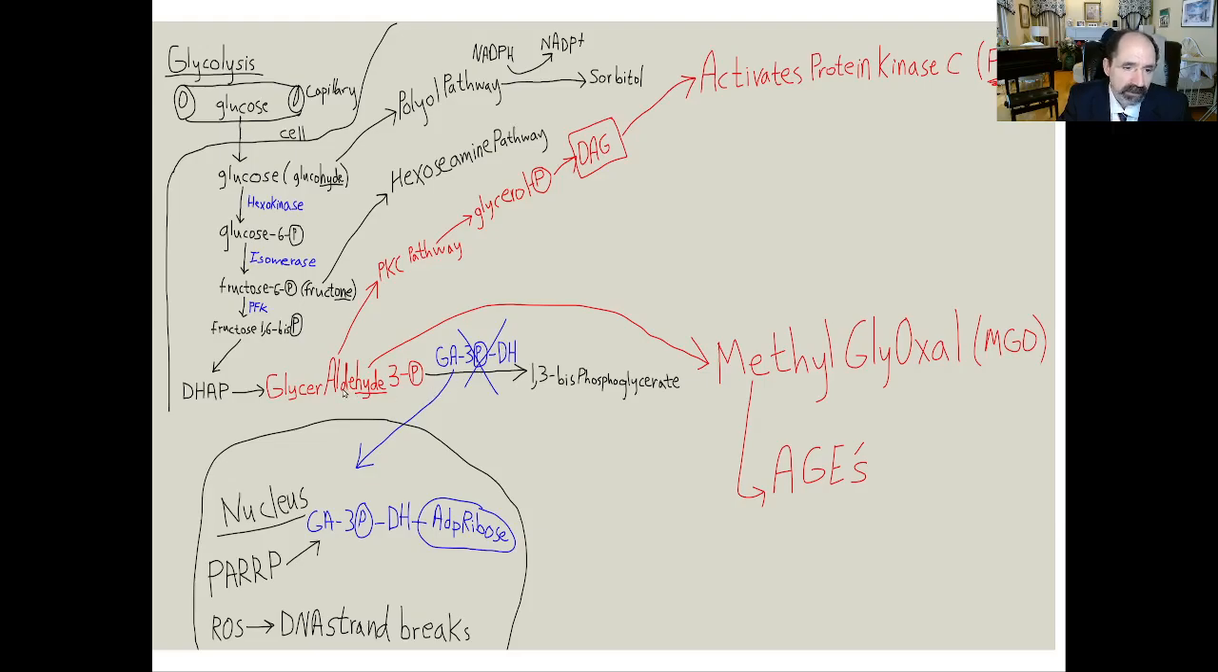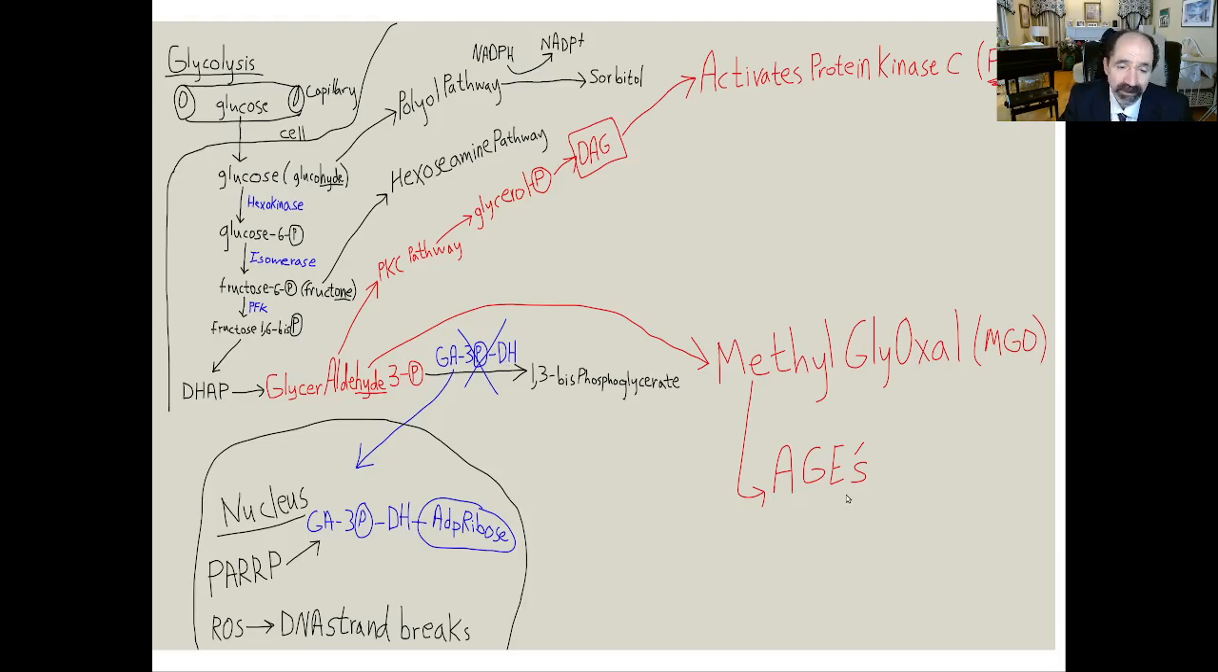So the substrate located immediately before that enzyme is glyceraldehyde 3-phosphate. And that then is diverted into several different side pathways. Of course, it gets diverted into production of diacylglycerols, which then activate protein kinase C. That causes insulin resistance specifically, as well as other major problems. But one of the things we're going to talk about here that's a major issue with diabetes is the formation of advanced glycation end products. So those are called AGEs.